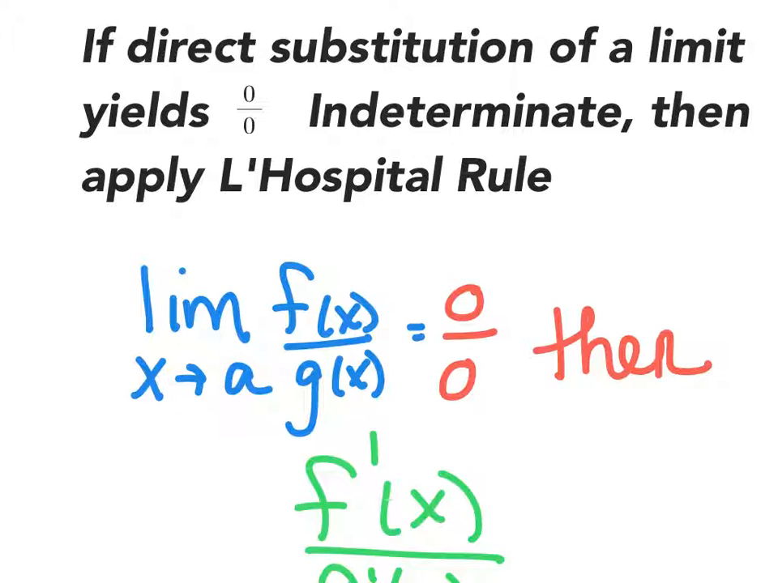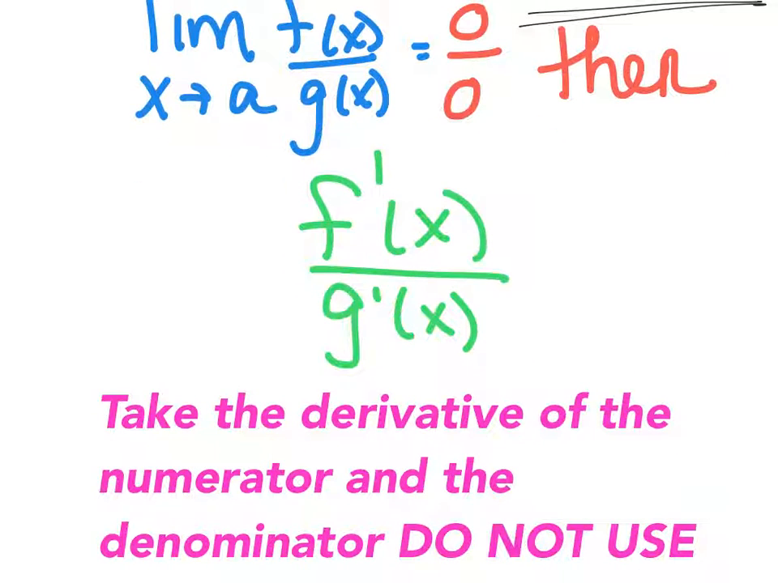So here's the notation we should be familiar with. If we take the limit as x approaches a of f of x divided by g of x and get 0 over 0, we all know that's called indeterminate. Okay, so that answer is not doesn't exist or 0. That answer is indeterminate. Then here's a method we can use. We can simply take the derivative of the numerator divided by the derivative of the denominator.